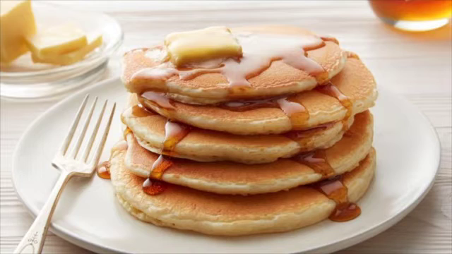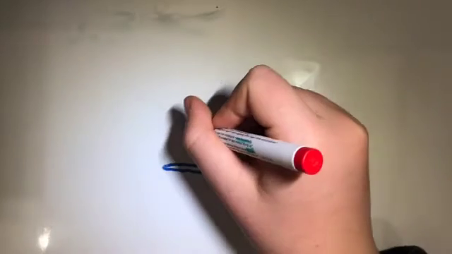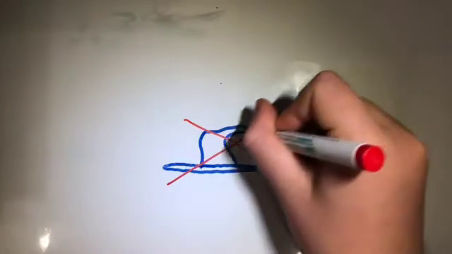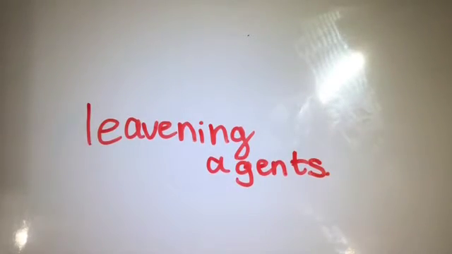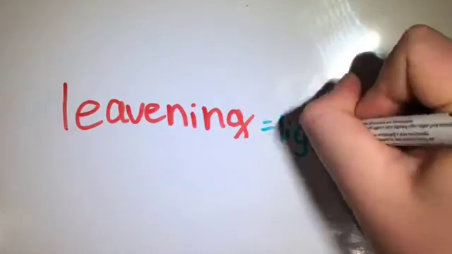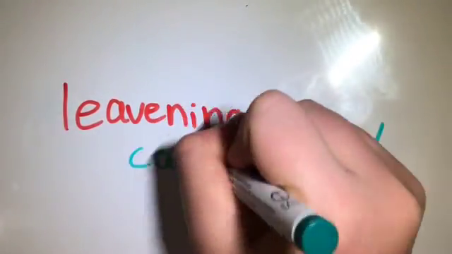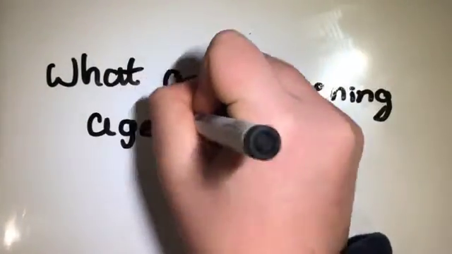Have you ever wondered what makes pancakes so fluffy and airy while crepes are flat? I'm sorry to break it to you, but this isn't magic. But actually, the answer is leavening agents. Leavening itself means to lighten or cause to rise. But what are the leavening agents?